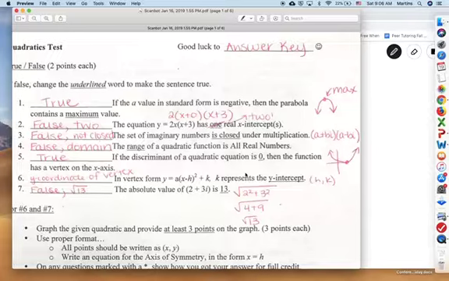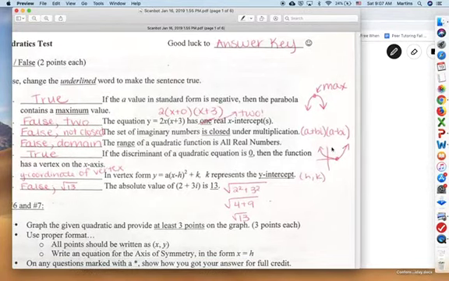Okay, number 5, if the discriminant of a quadratic equation is 0, then the function has a vertex on the x-axis. Well, there's 3 options for the discriminant. It could be greater than 0, equal to 0, or less than 0. When it's greater than 0, you have 2 real solutions. That means 2 x-intercepts. When the discriminant is less than 0, that means you have 2 imaginary solutions and no real intercepts. And when it equals 0, that means that the function does have a vertex on the x-axis. It sits there once. So this is an image of what that would look like.